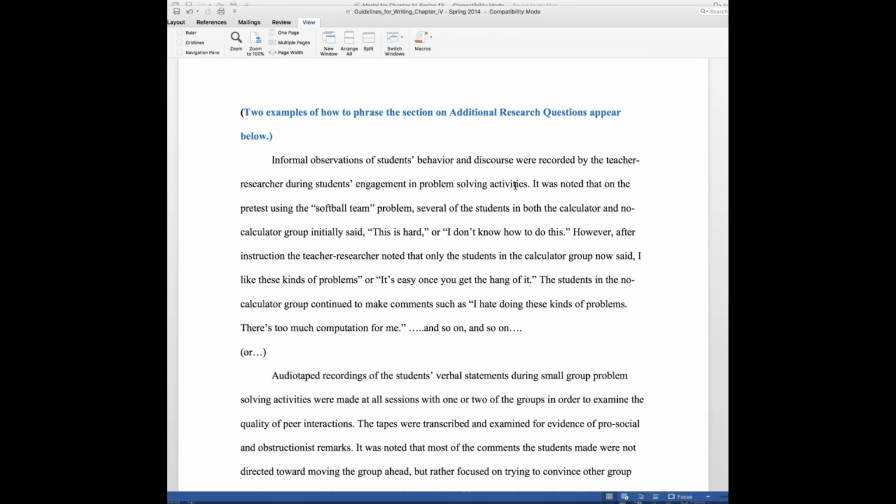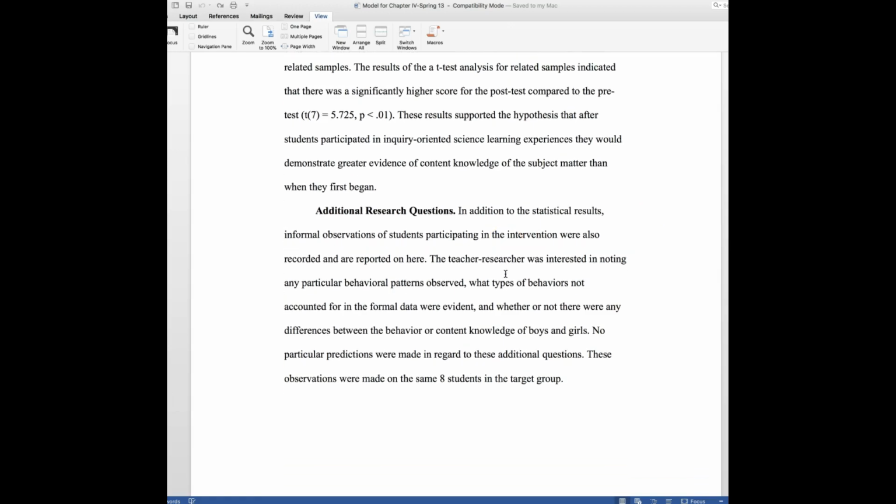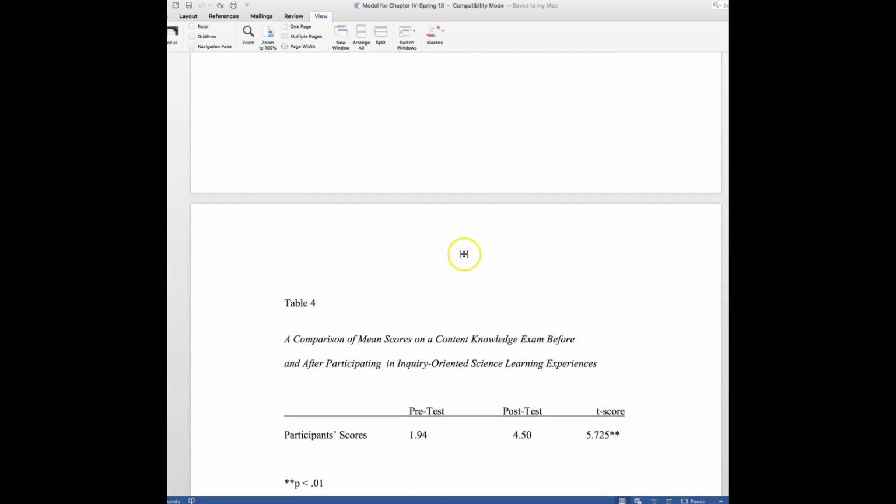So additional research questions, we were trying to stay away from additional research questions, but you might have additional observations that you had through your journal that will support and add to the discussion that you have in Chapter 5. So you should report them here. And the guidelines or model gives 2 examples of the way informal observations can be reported, and also the sample gives away informal observations. They use similar language.